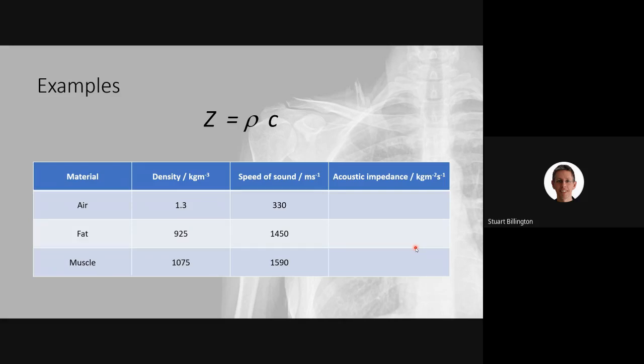So for comparison, on the top line, we've got the acoustic impedance of air that you can calculate now with your calculator. And then beneath that, we have fat and muscle, which both have larger densities than air and larger speeds of sound than air, because they are mostly solid rather than a gas.